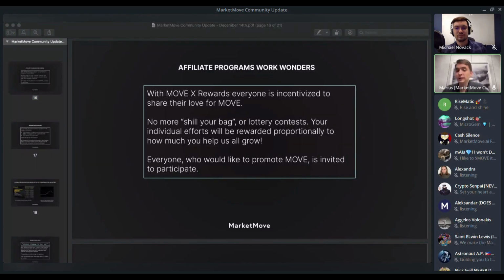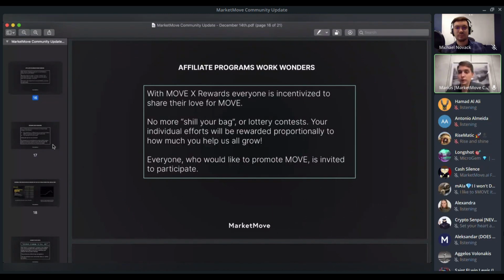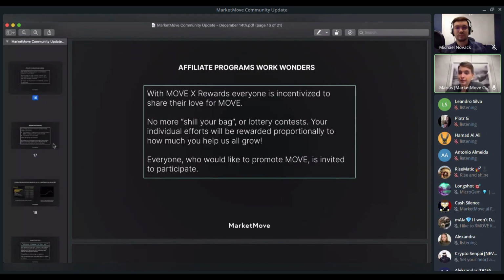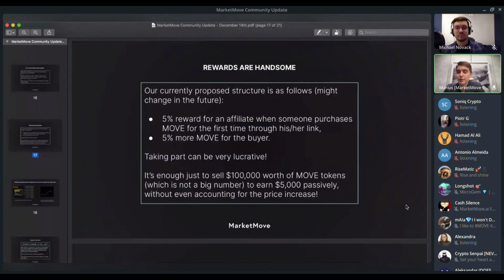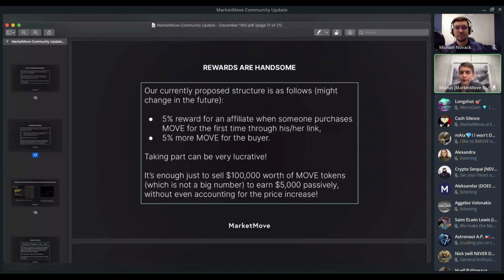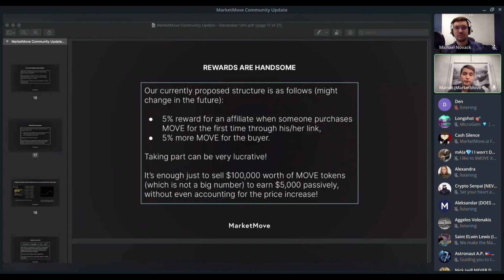Everybody who has any means, any spare time, any audience, any channel on YouTube, on Twitter, everywhere, or just wants to take time and shill to all of your friends, you will be able to do this with Movex Rewards, and you're actually going to get rewarded with more Move tokens. So your bag is going to grow proportionally to the way you help us grow. Not only will the price grow because of your efforts, because people will buy more Move, but also your personal bag as a promoter will grow as well. So this is a fee structure that we currently are proposing.